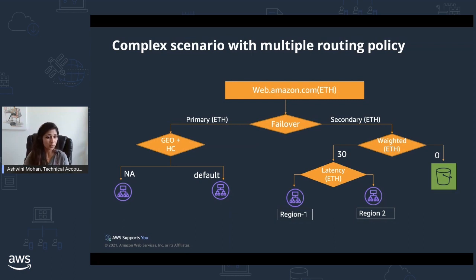What that actually means is, consider your complete primary branch is unhealthy, the whole one. With evaluate target health enabled in the main domain name, it will check where the client is coming from and resolve to the record with lower latency, as the weight is 30 there compared to weight 0, which is pointing to the S3 bucket. If the latency record sets are unhealthy, the client will resolve to the S3 maintenance page. This is how you can go to any level of combining multiple routing policies to achieve your particular use case.